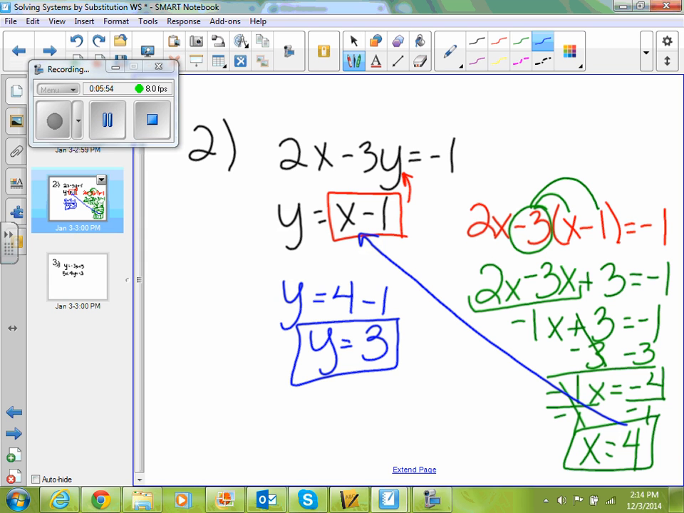Alright, so everybody should have number 2 down now. Everything that's written down on number 2 needs to be written down on your paper. Oh my goodness. We all got it?